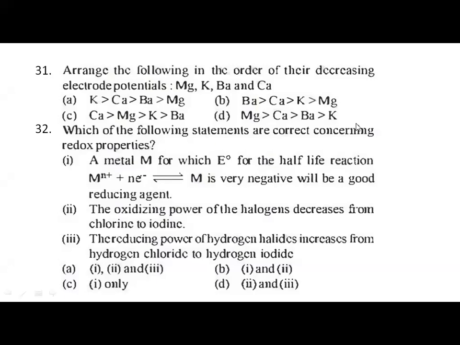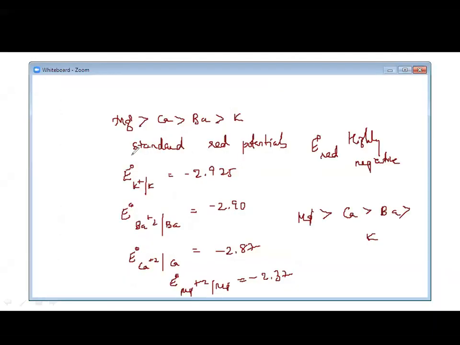Which of the following statements are correct concerning redox properties? A metal M for which the electrode potential for the half reaction Mn plus plus n electrons gives M is very negative will be a good reducing agent. The oxidizing power of halogens decreases from chlorine to iodine. The reducing power of hydrogen halides increases from hydrogen chloride to hydrogen iodide. So let us see the points, then we will come to some conclusion.